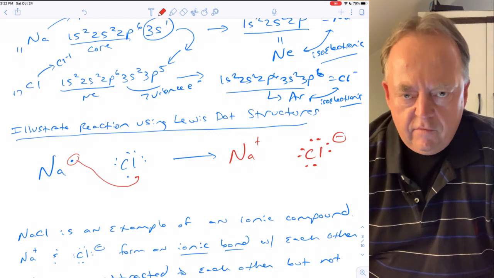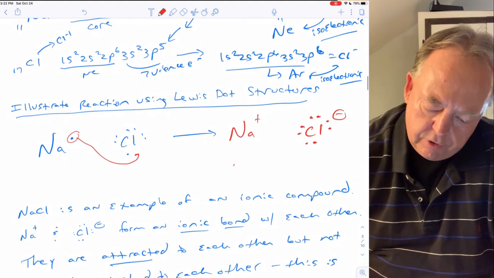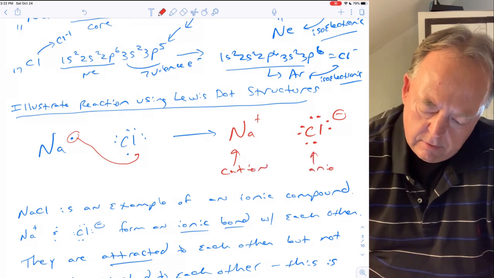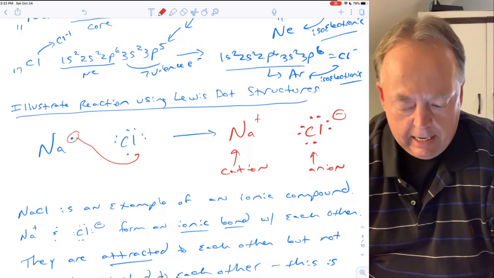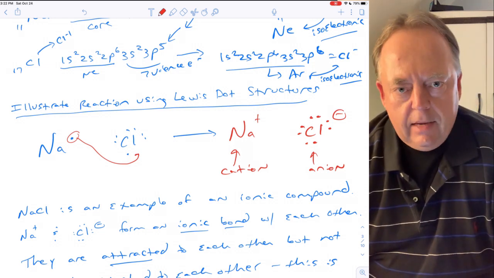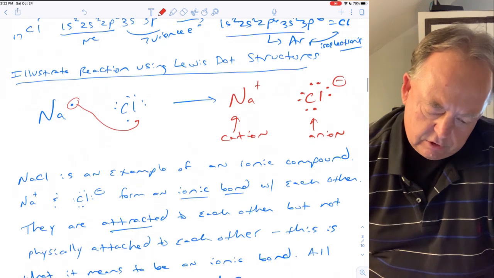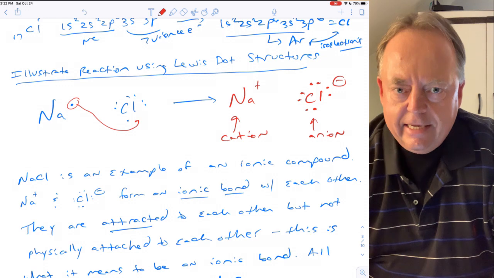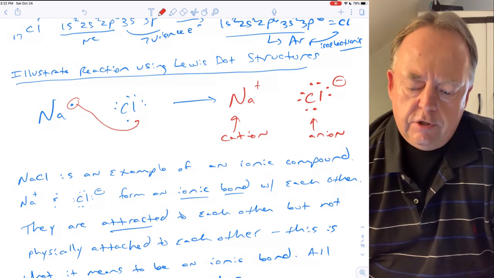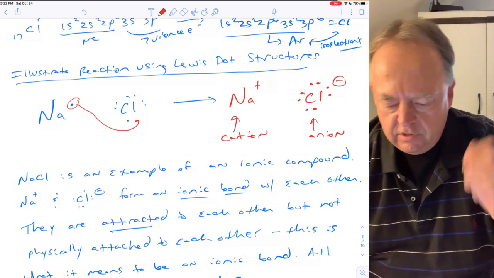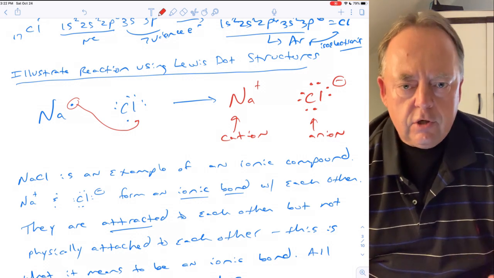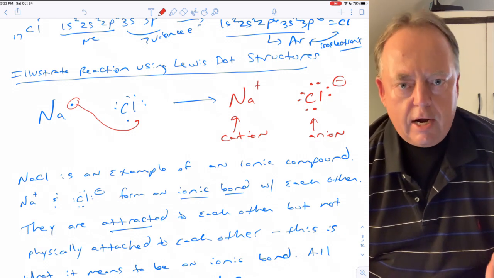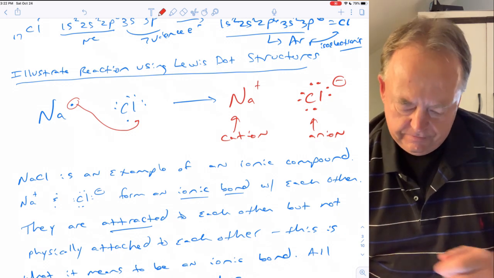And so this is an example of an ionic compound. So in an ionic compound, you always have a cation, and you always have an anion. Every single ionic compound has a cation and an anion. And so this would be an example of what's called an ionic bond. So sodium and chlorine are not physically attached to each other, right? There's nothing linking them together, but they are attracted to each other, right? Why are they attracted to each other? Because something is positive and something is negative, and opposite charges attract. So that's what an ionic bond is: a cation and an anion that are attracted to each other, but not attached to each other.